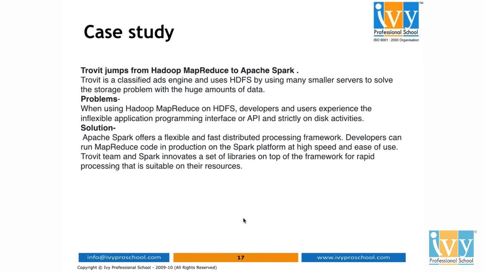Okay, so a case study is one of the companies like Trovit. It was using MapReduce, then it jumped to Apache Spark. Why? So a little bit about the Trovit company. It's a classified ad engine, and it was using HDFS to store the data. Because it has a huge amount of data, it said, okay, I'll store the data in HDFS. But the problem is when they were using MapReduce, there were a lot of disk activities. Like I told you, it was making things very slow, and also MapReduce programming was making things very complex. So they found a solution, Apache Spark.